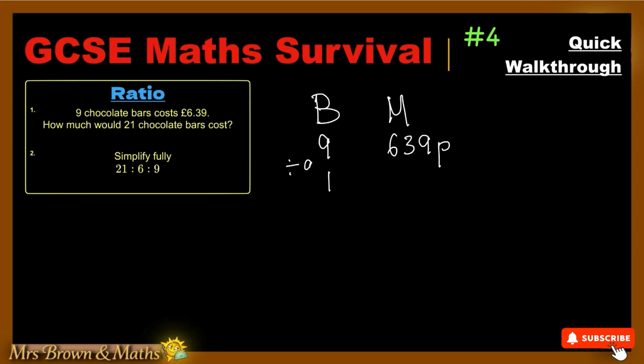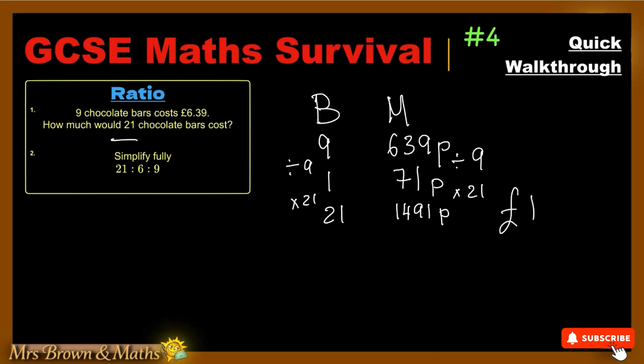So 639p divided by 9, and the price is 71p for each bar. Now let's multiply by 21. 0.71 pound, which is 71p, times 21 will be 1,491p, or total cost is 14 pounds and 91p.